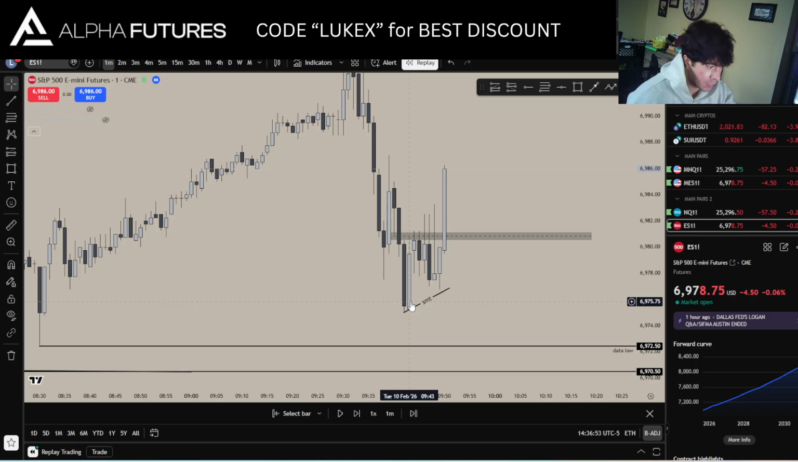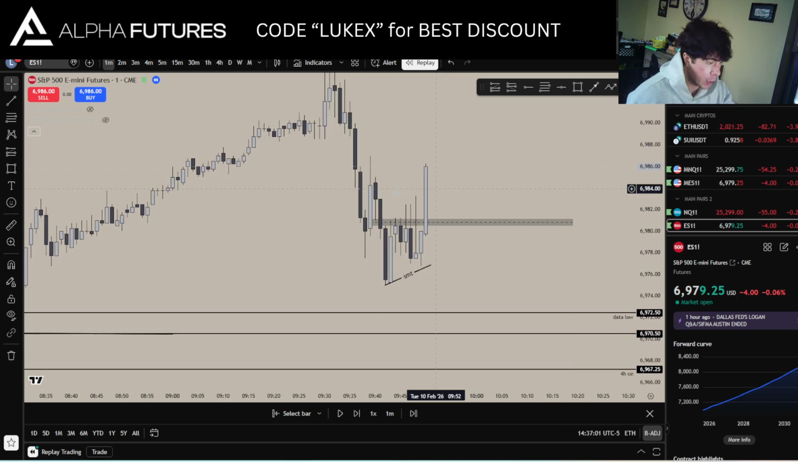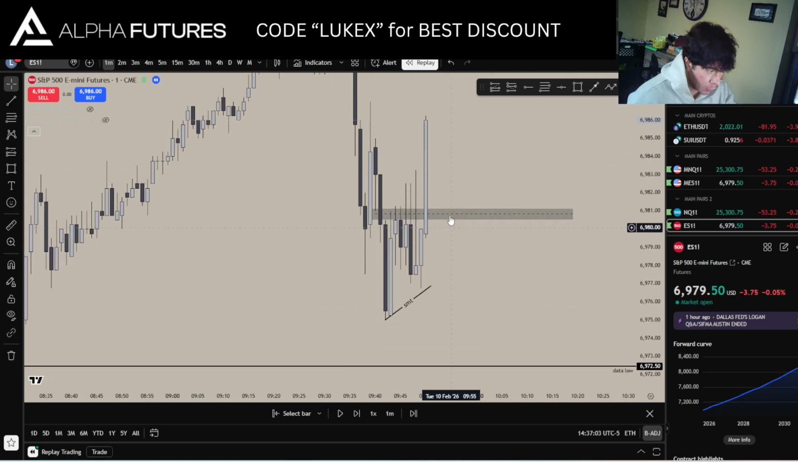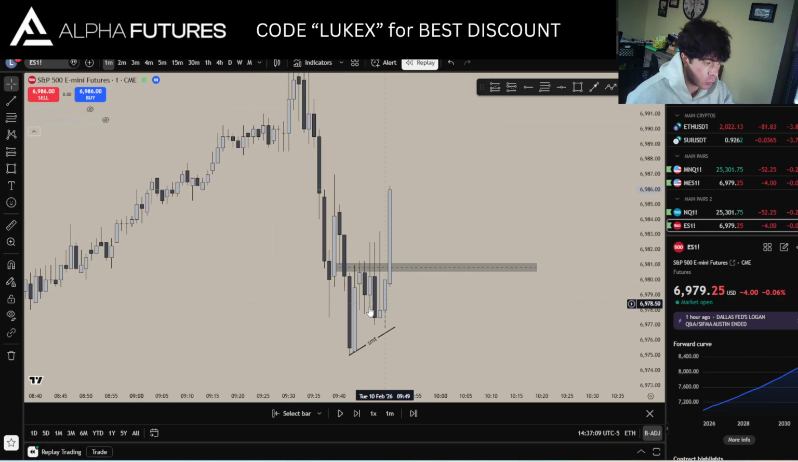And the thing with this SMT is that ES puts in the higher low. So what does this mean? This means that ES is the leading index. So now we can expect, okay, not only did ES inverse this 1 minute gap that it was failing to inverse, it also displaced, gave us an SMT, and showed that ES is leading.